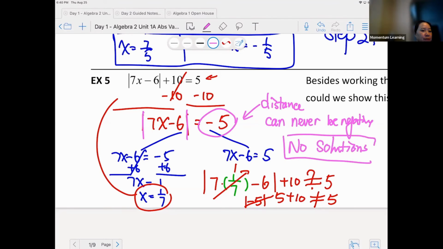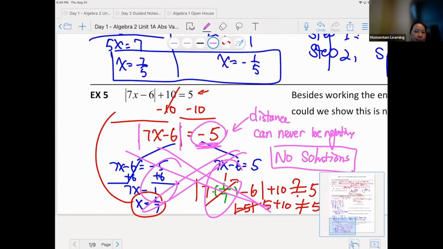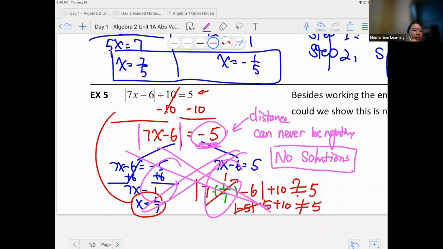That will save you at least 2 or 3 minutes, because all you did here, you spent 2 or 3 minutes, but if you plug in, your answer is actually wrong. So do not do any of that here. Don't do anything like that if your distance is actually a negative number. Whenever you have a negative number over there, immediately say no solutions. Questions so far?